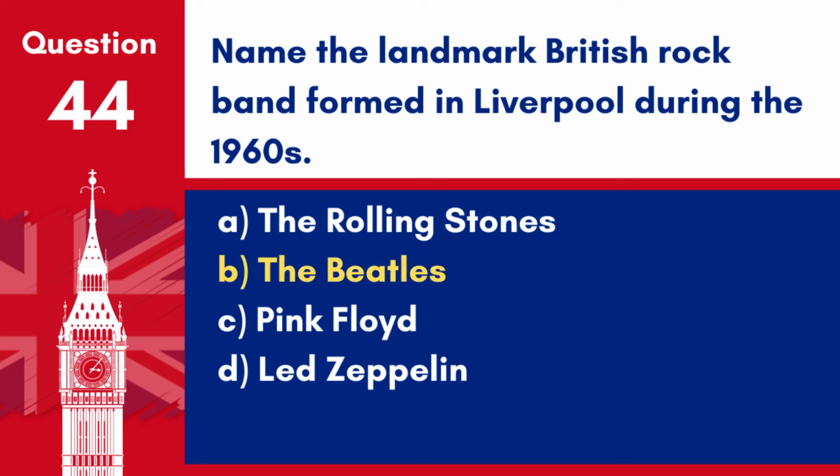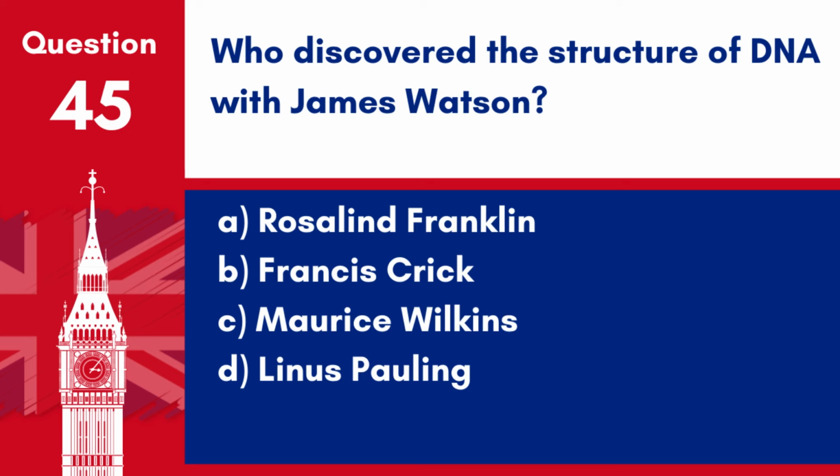Answer: B. The Beatles. The Beatles, formed in Liverpool in the 1960s, are a landmark British rock band known worldwide. Question 45. Who discovered the structure of DNA with James Watson? A. Rosalind Franklin. B. Francis Crick. C. Maurice Wilkins. D. Linus Pauling.